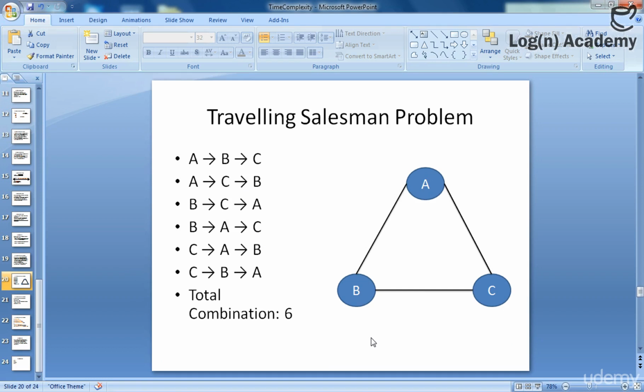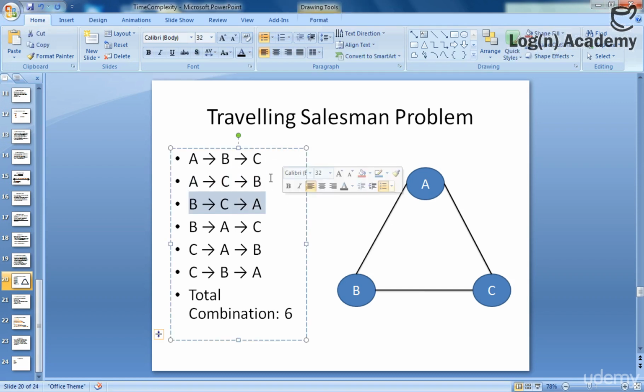He wants to know what will be the shortest path from point A to point B, or you can say point 1 to point 2, or from point A to point C. So we have the total combinations A, B, C, and A, C, B, and B, C, A. These are the total number of combinations, and the total combinations we have is 6.